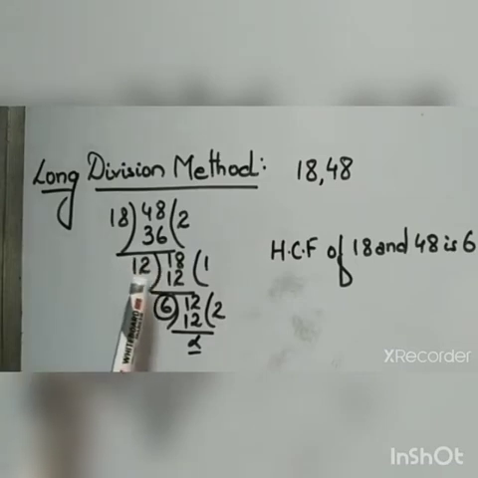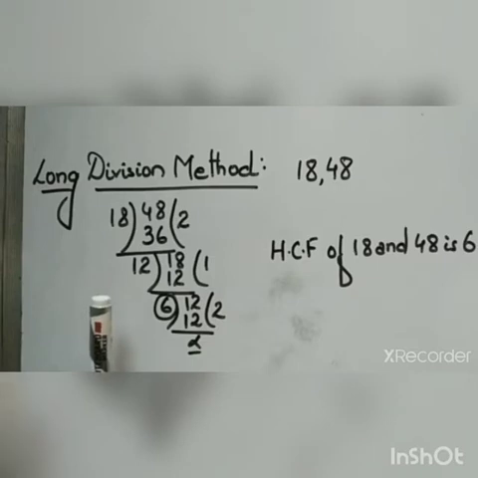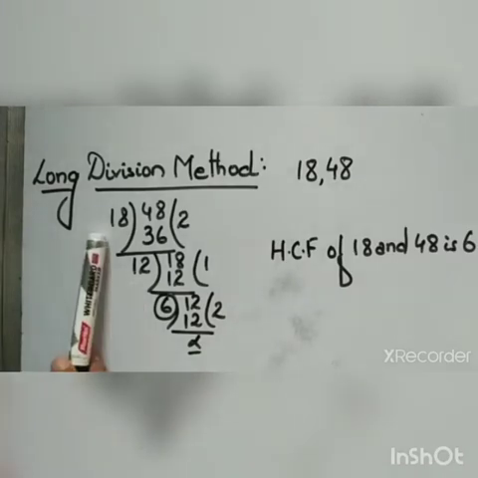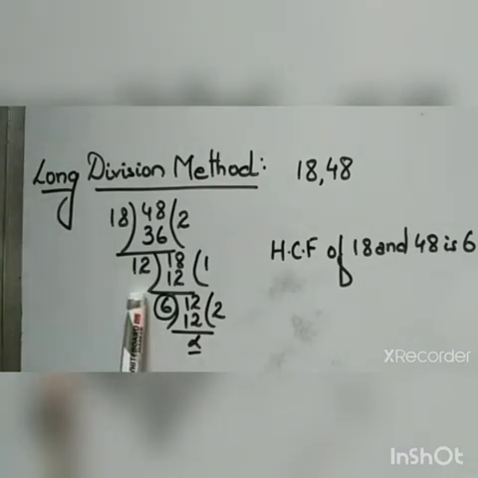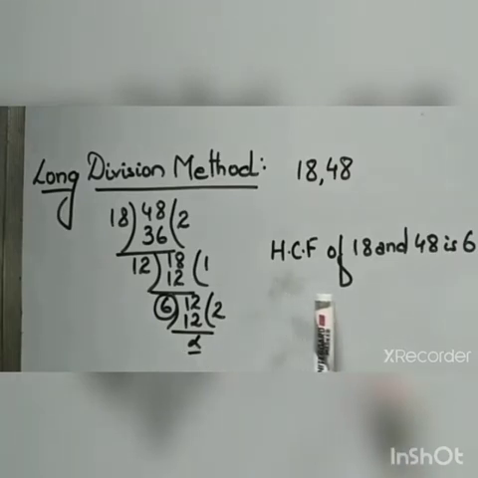Now this remainder 12 will act as divisor for step 2 and our dividend will be 18. So 12 ones are 12. Remainder is 6. This remainder will act as divisor, and this 12 will act as dividend. 6 twos are 12. My remainder is 0. Thus, the HCF of 18 and 48 is 6.